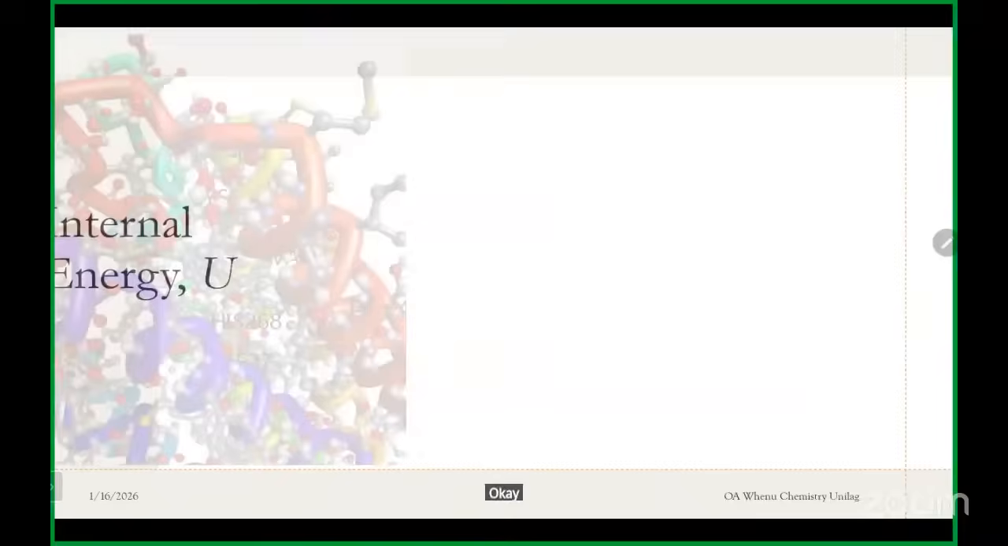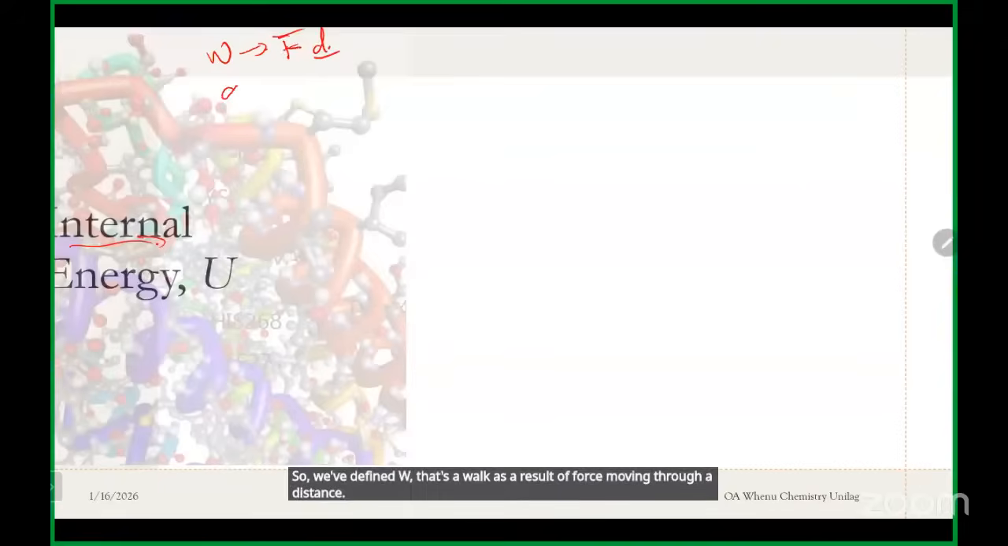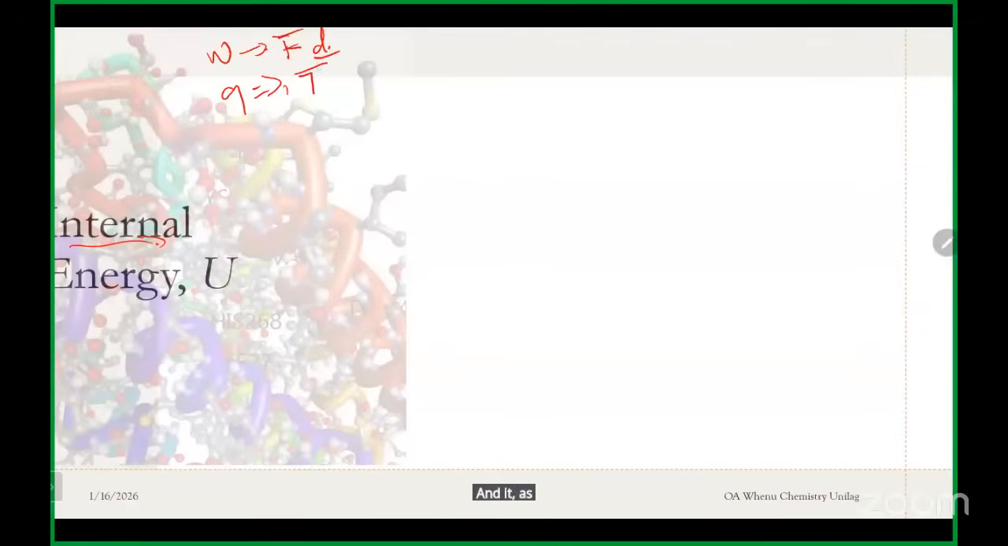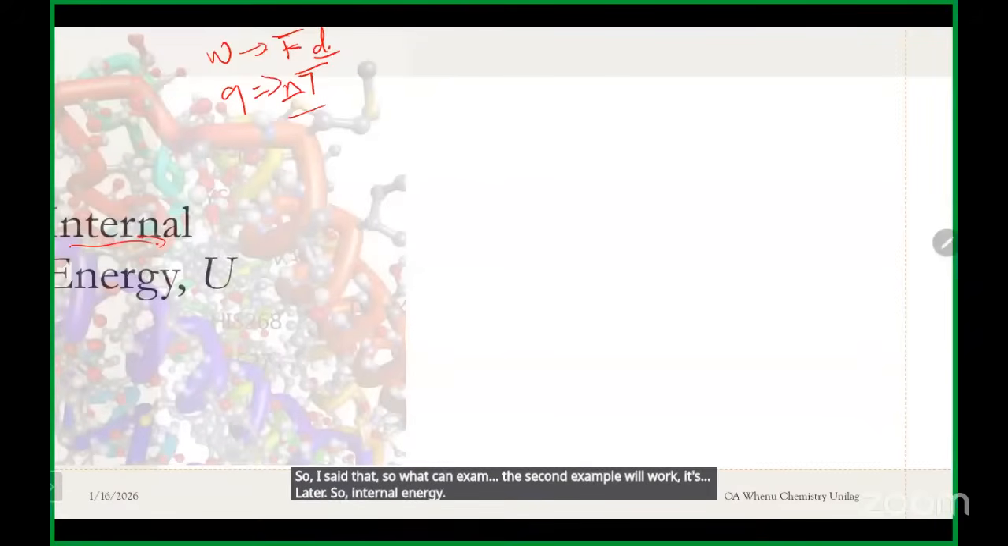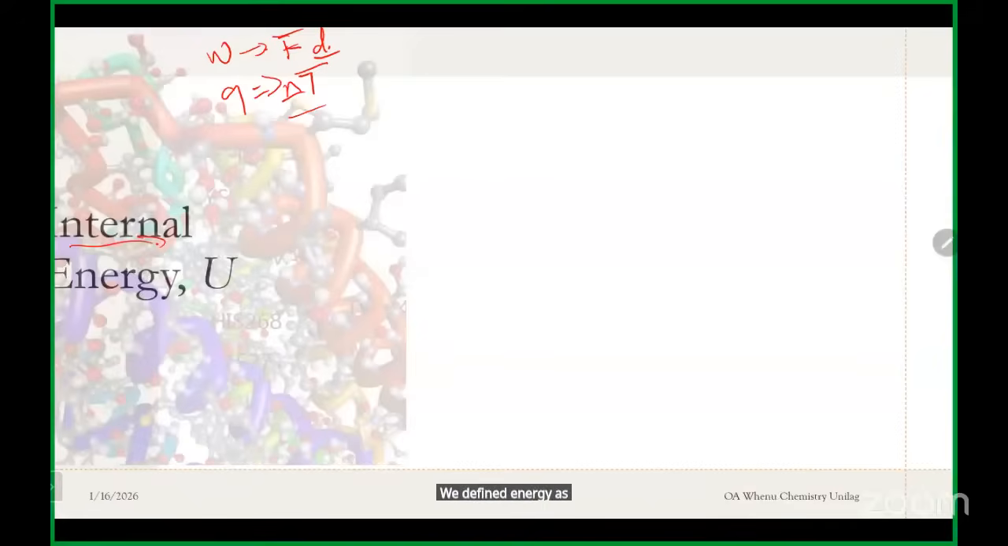Okay. So internal energy. We've defined W, that's work, as a result of force moving through a distance, and heat as a result of difference in temperature. I said that we'll work the second example later. So internal energy: we defined energy as the capacity to do work or transfer heat. Now, there is the concept of internal energy. That's the energy that the system in itself possesses.